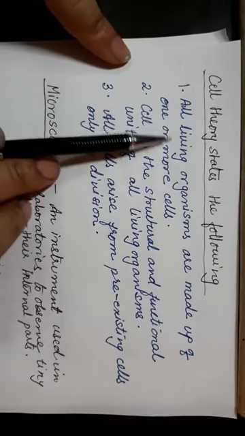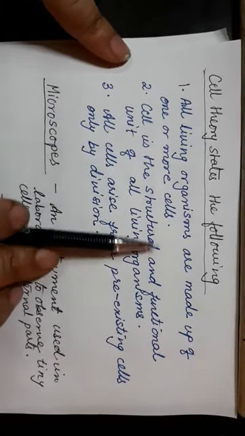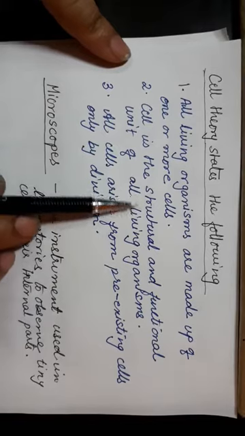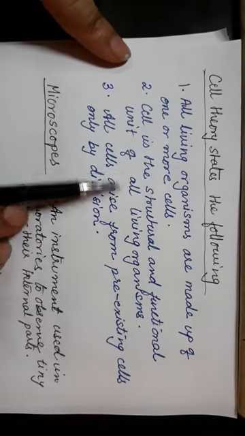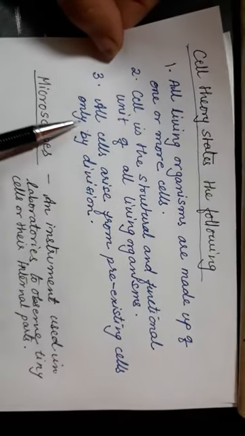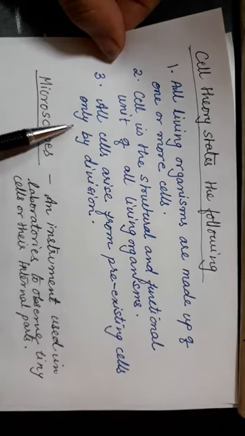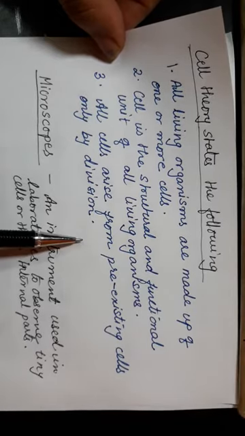First point, all living organisms are made up of one or more cells. Second, the cell is the structural and functional unit of all living organisms. And the third, all cells arise from pre-existing cells only by cell division.